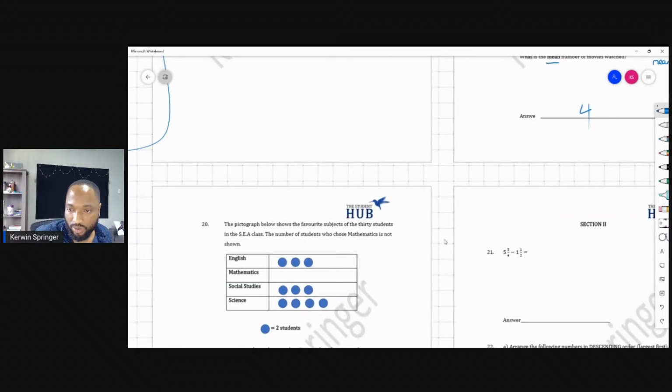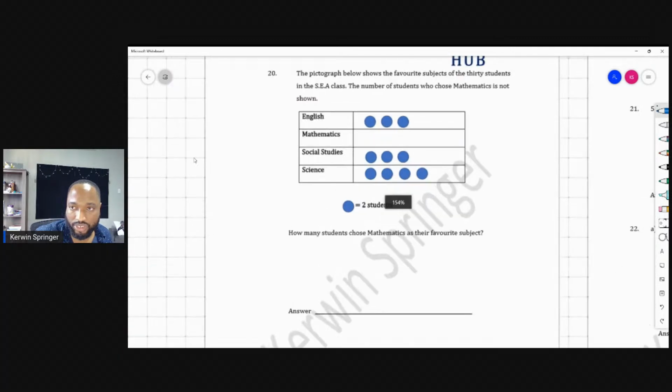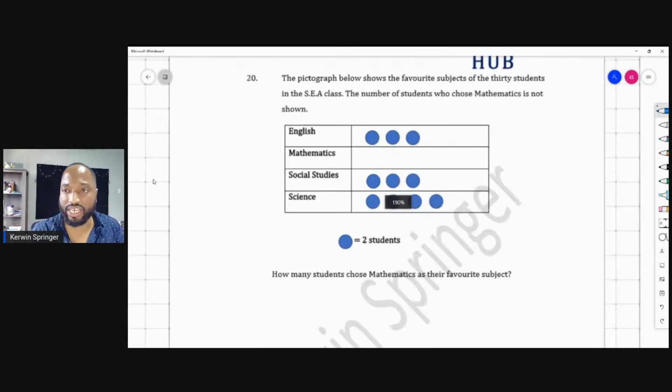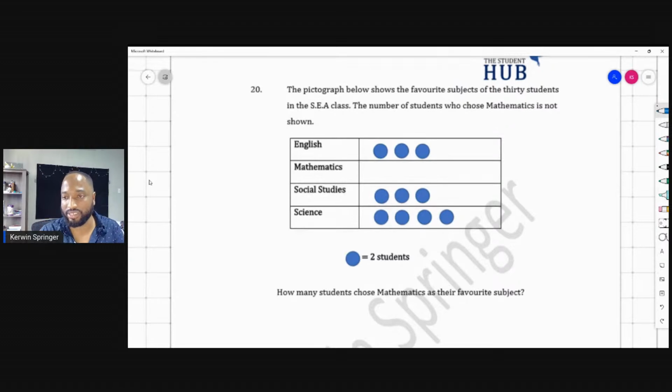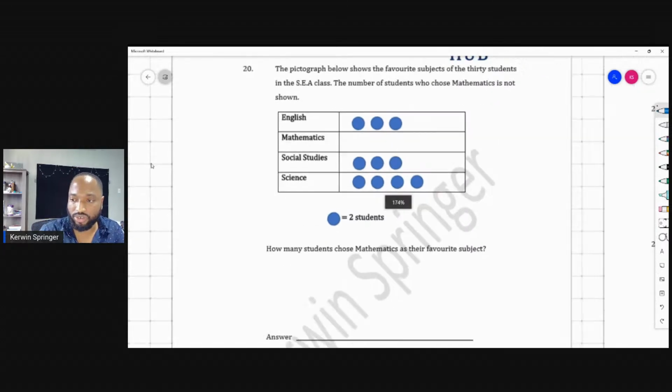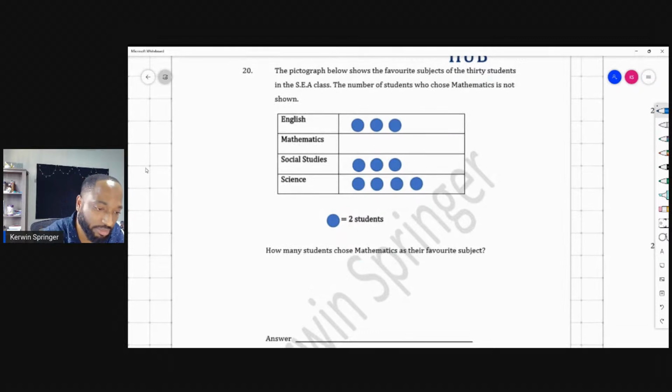The pictograph below shows the favorite subjects of the 30 students in the SEA class. The number of students who chose mathematics is not shown. How many students chose mathematics? Well, this is important. There are 30 students. Let's see how many are counted for. 2, 4, 6. Remember, they're counting in 2s. 8, 10, 12, 14, 16, 18, 20 students are already there. We're still missing 10.